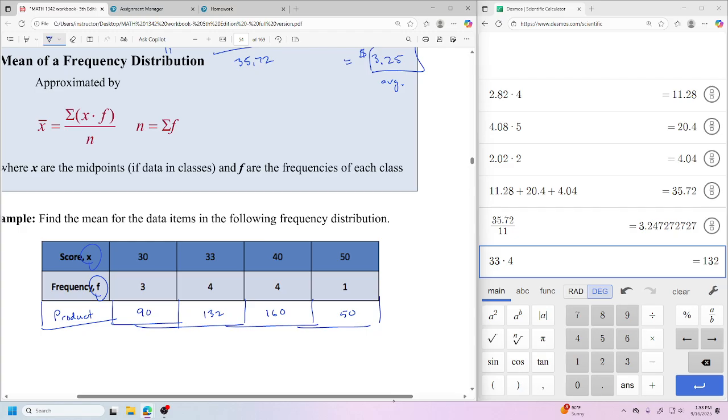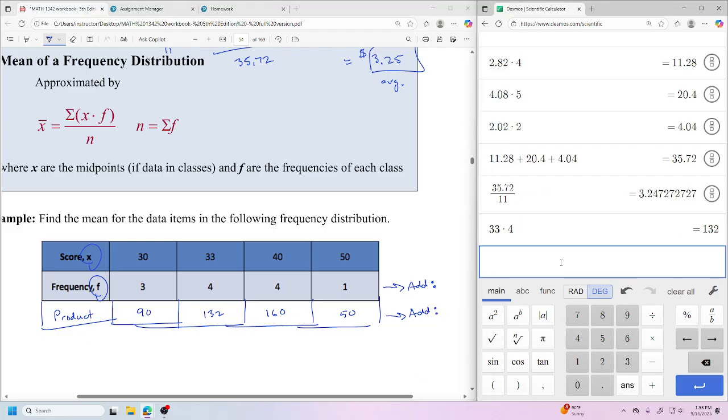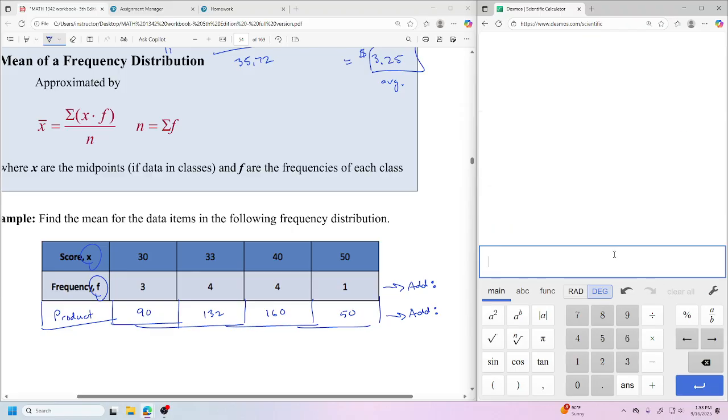Remember that we're supposed to add these up. So we're going to add the frequency, like the second column, and then we're going to add these guys together. And then at the end, what do I do with the two numbers that I'm adding up? Say it one more time. Divide them.